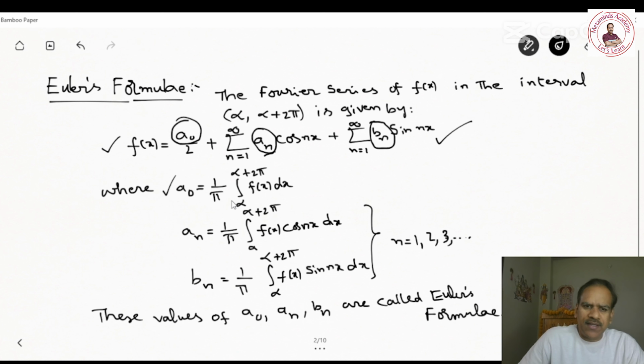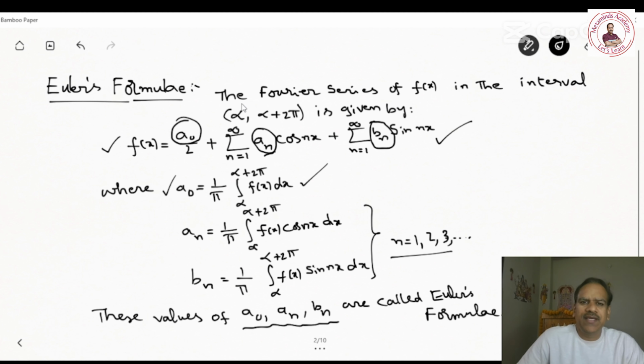So what is a naught? A naught is 1 by pi integral alpha to alpha plus 2 pi f of x dx. An is 1 by pi integral alpha to alpha plus 2 pi f of x cos nx dx. Bn is 1 by pi integral alpha to alpha plus 2 pi f of x into sin nx dx. Here n is running from 1 to infinity. So these values a naught, an, bn are called Euler's formulas.